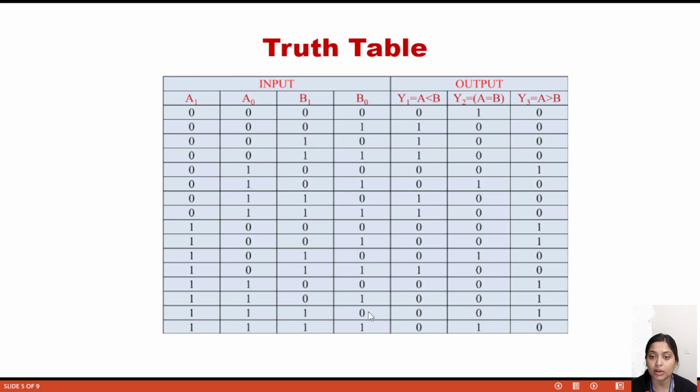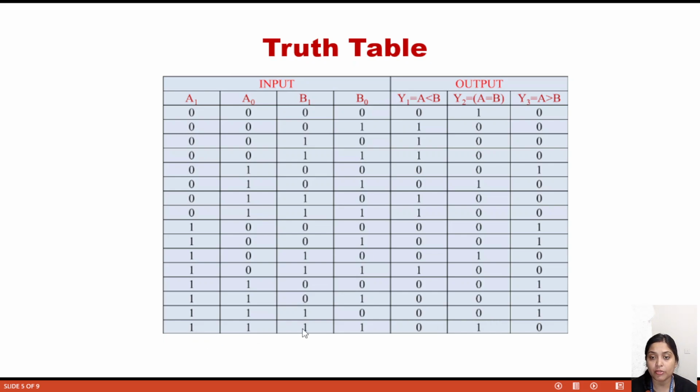Then 1 1 1 0. Here first of all we compare the MSB. That means both A1 and B1 are 1. So we have a doubt whether this number is greater, equal or less. So we will go to the next step. That means we compare A0 and B0. Here A0 is 1, B0 is 0. So we can easily write that A is greater than B. So for A greater than B I have already put 1, other positions 0.